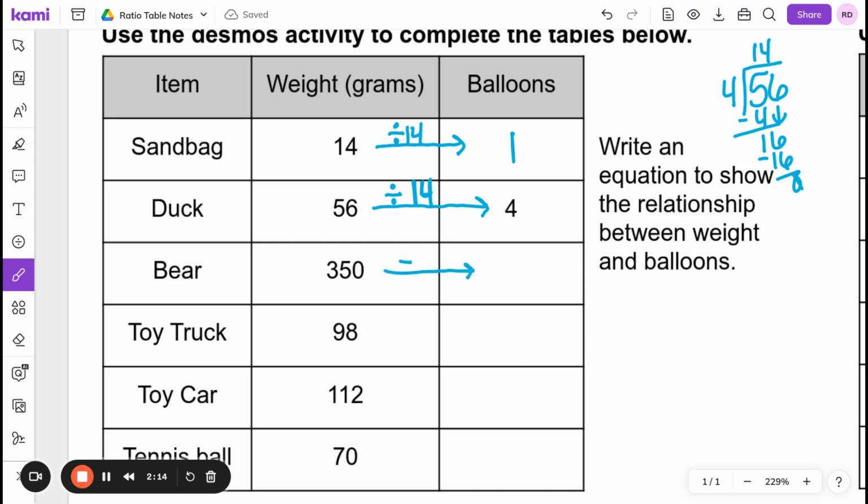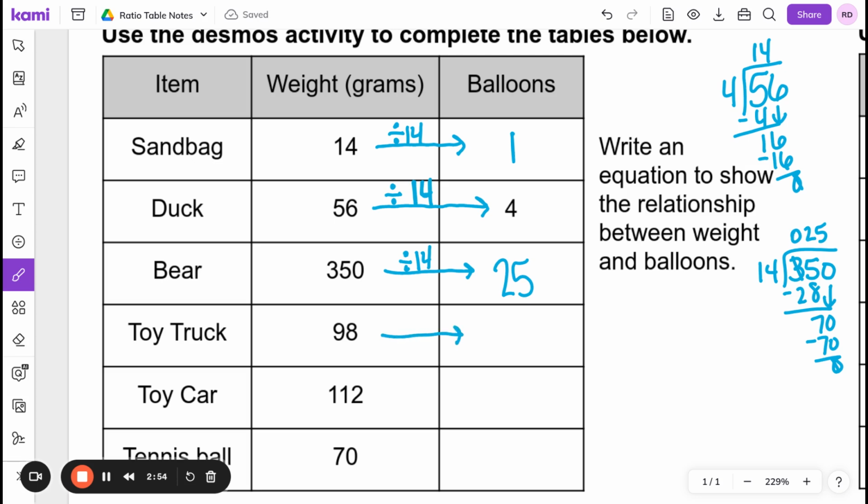So here we have 350. We're going to divide that by 14. So squishing that in over here, 350 divided by 14. 2 feels right. 2 is right. Okay, so minus 28. You're left with 70, and that's 5. So the bear would take 25 balloons.